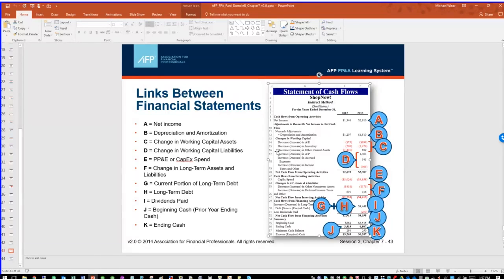So see how it decreases. Remember we said when an asset goes down, it generates cash. Receivable going down generates cash. Okay, and then here they are negative because they're increasing, which means they're using cash. That's why they're negative numbers.